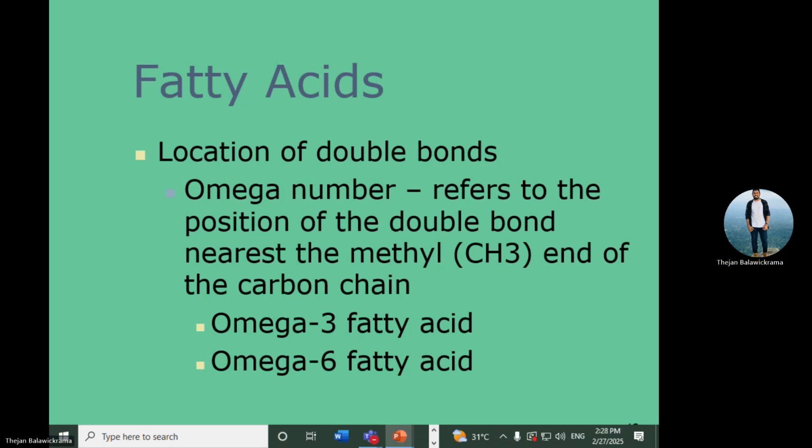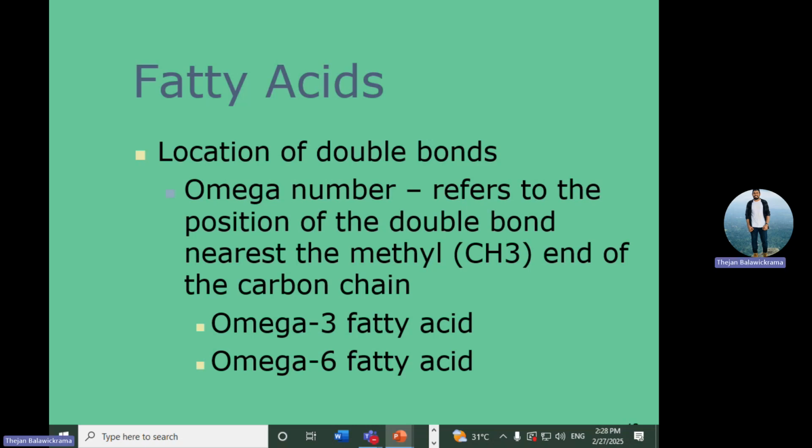So we have omega 3, we have omega 6. That doesn't mean that 3 and 6 are the only locations where we can have the double bond. No, it could be at any place. But mainly health-wise, when it comes to the location of the double bond, we find these two locations mainly in food and in supplements: omega 3, omega 6, that we count from the methyl group side.